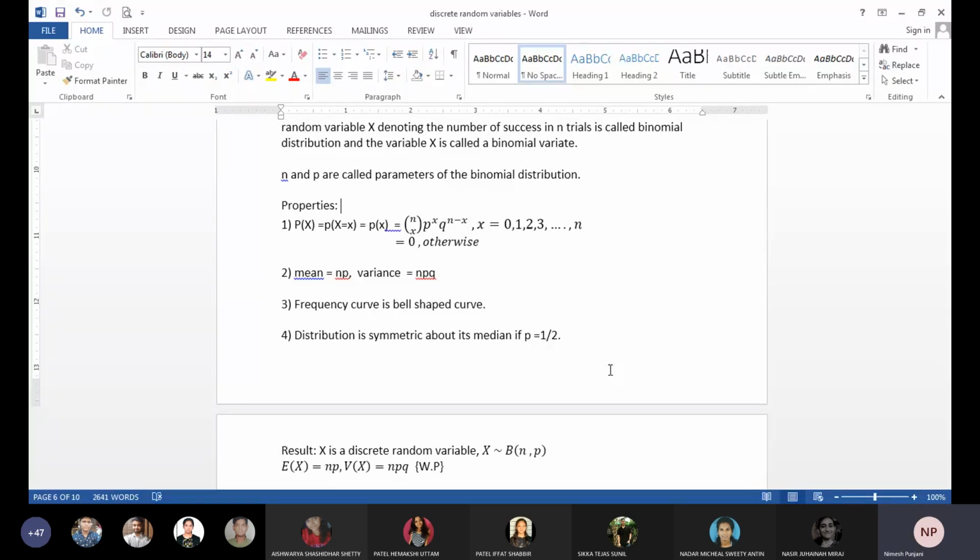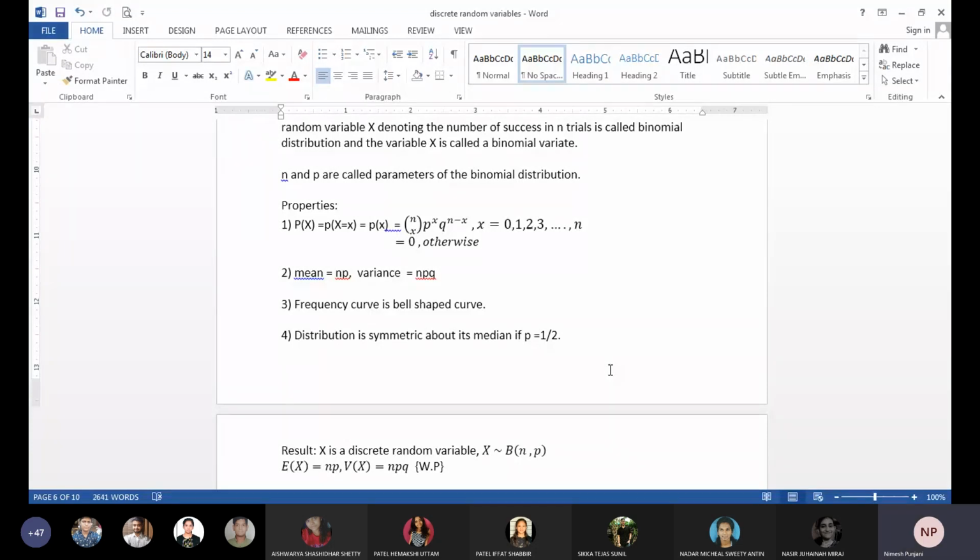Any value of X other than 0 to N, P of X is 0. ठीक है, तो ये तुम्हारा फॉर्मूला है NCX, P raised to X, Q raised to N minus X, where X is from 0 to N and it is 0 otherwise. Mean is given as N into P, variance is given as NPQ.